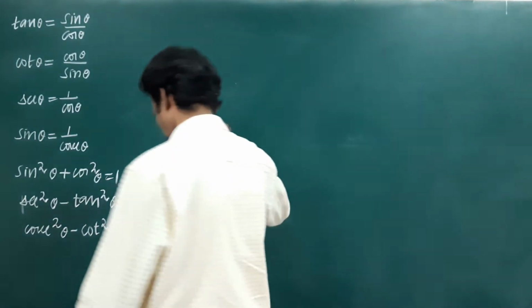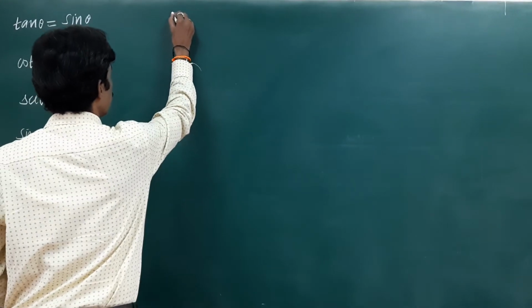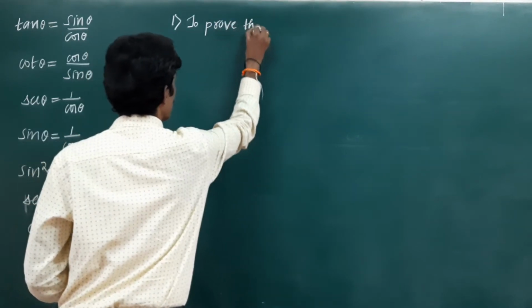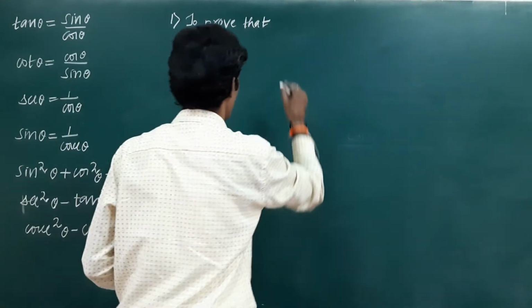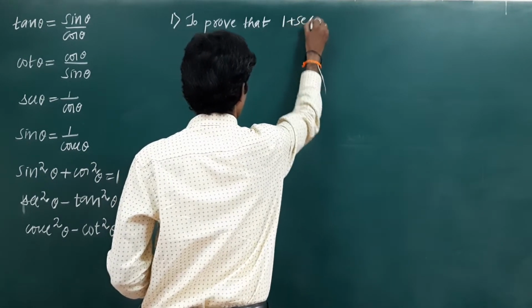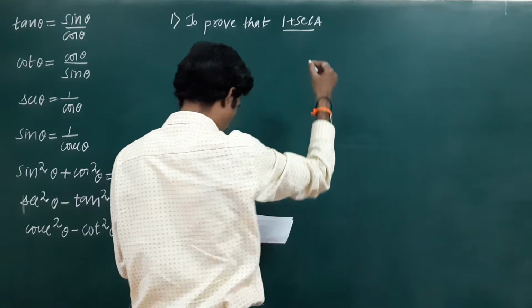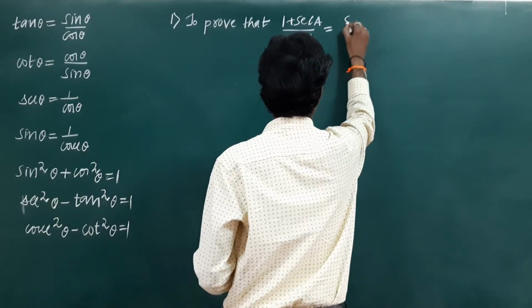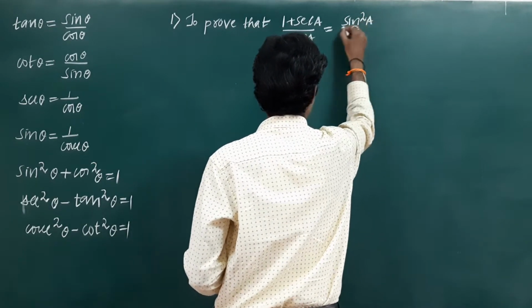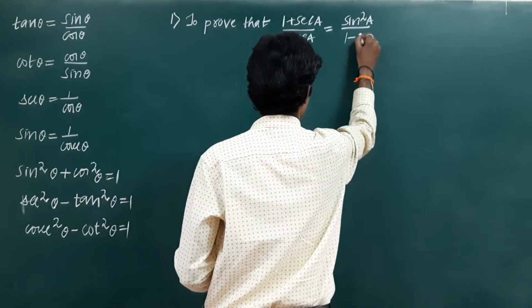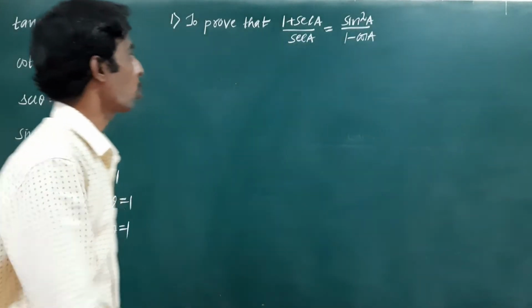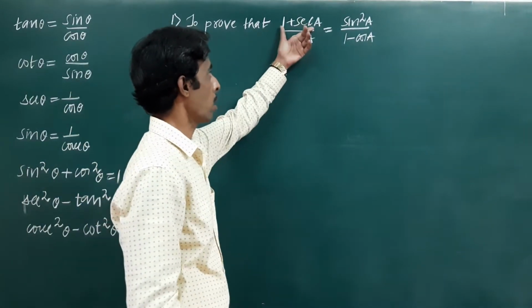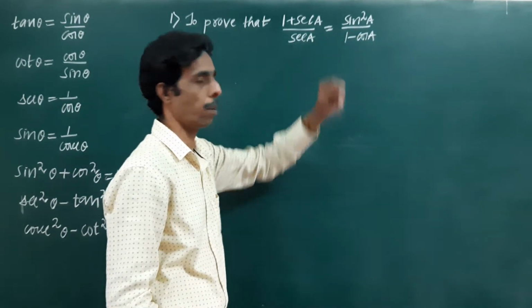The first one is to prove that (1 plus sec A) divided by sec A is equal to sin square A divided by 1 minus cos A. The proof of this problem is very simple. When proving, we take the respective terms: 1 plus sec A divided by sec A is equal to sin square A divided by 1 minus cos A.